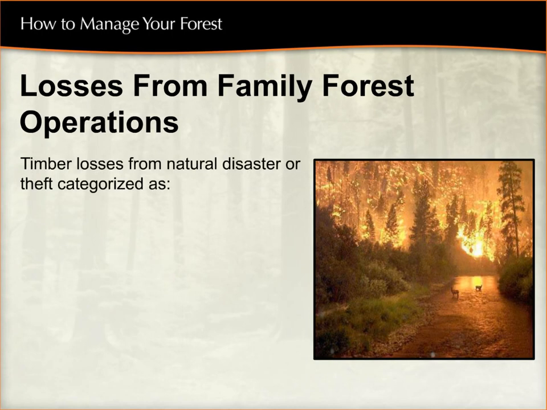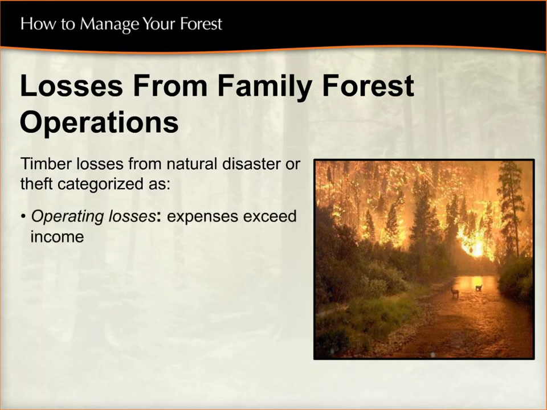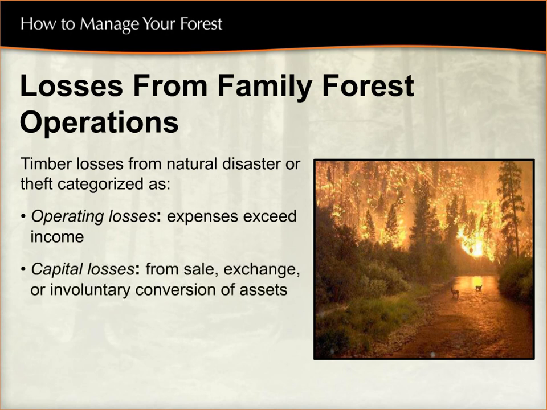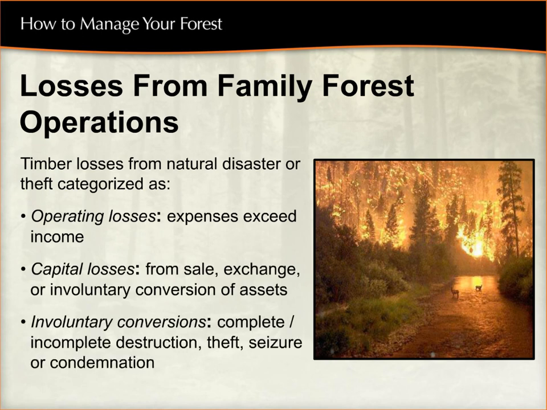Family forest owners may lose timber and other assets to natural disaster or theft. In the business and tax sense, losses can be categorized as operating losses, capital losses, or involuntary conversions. Operating losses result when expenses exceed income. Capital losses can arise from the sale, exchange, or involuntary conversion of assets held for the production of income. Losses that stem from the sale or exchange of personal use property are not deductible unless they result from involuntary conversion. Involuntary conversion results from complete or incomplete destruction, theft, seizure, or condemnation.